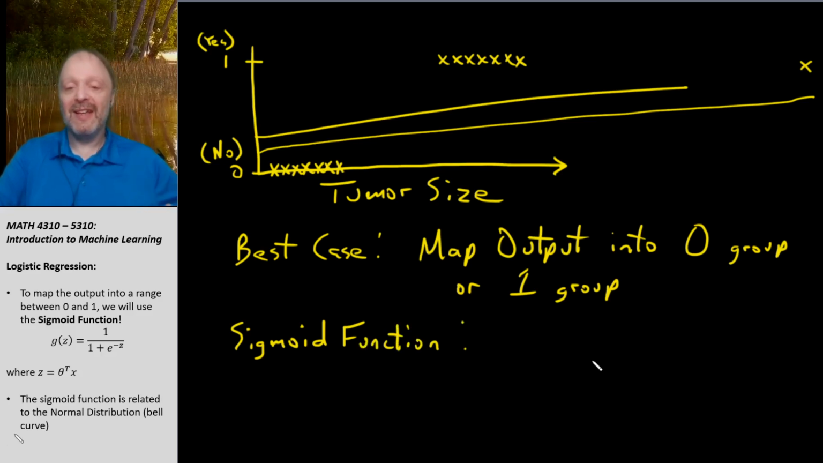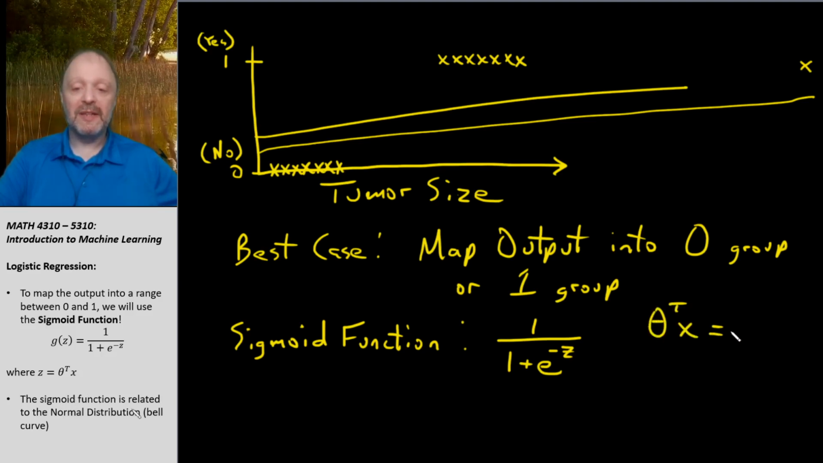What it does is, well, let me define it first. It's 1 over 1 plus e to the negative z, we'll say. And the z can be given to us by our hypothesis function, our theta transpose x could be what gives us our z, but don't worry about that right now. The main thing is, what does this sigmoid function look like?